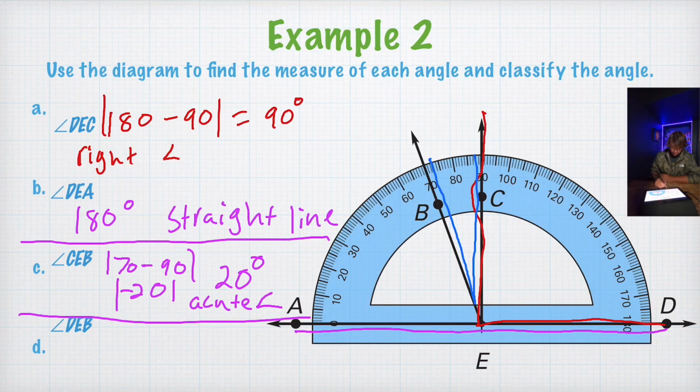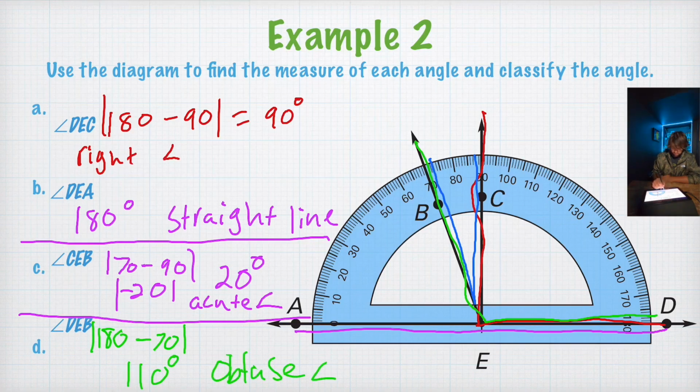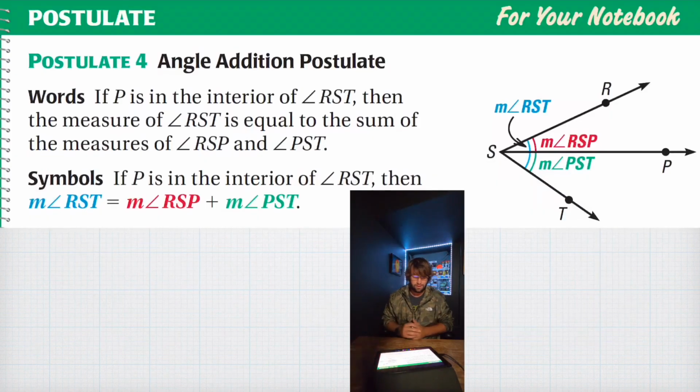Then our last angle, DEB. Let's do this in green. DEB. So it's going to be the absolute value of 180 minus 70, which equals 110 degrees, which is an obtuse angle. Okay? I hope that example made sense. Once again, I really enjoy this stuff. It's pretty simple. I hope you guys are enjoying it too.